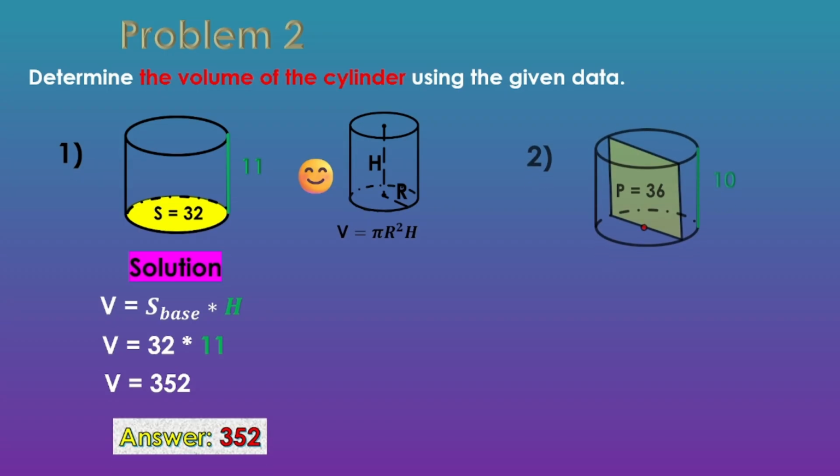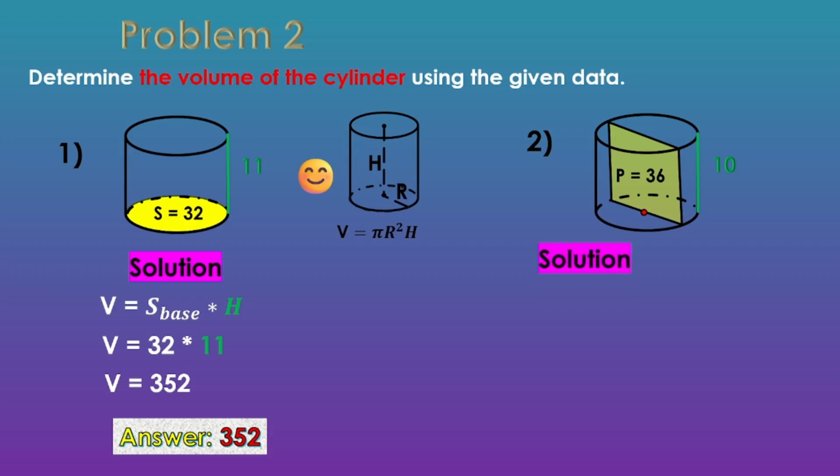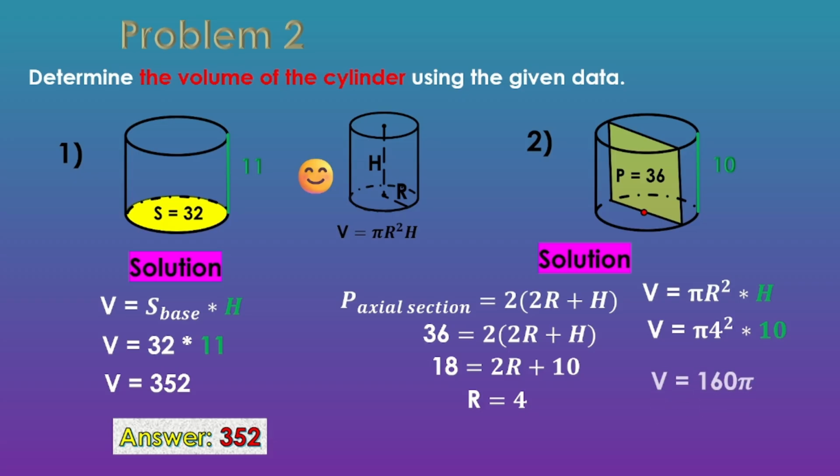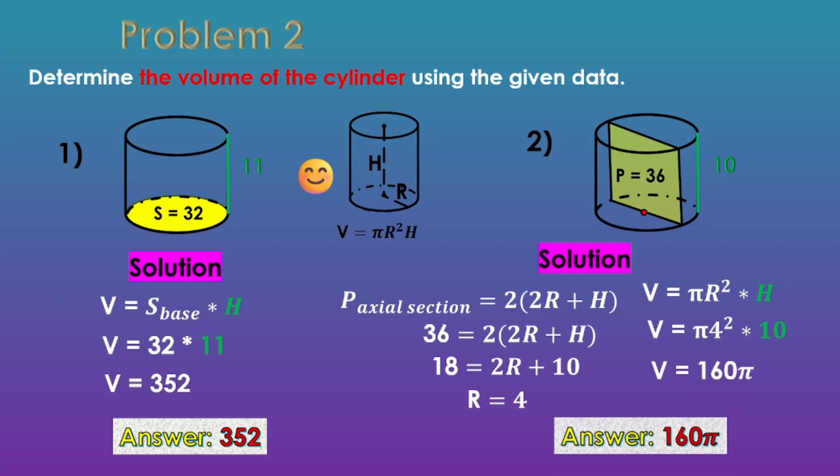Consider the second figure. We are given the perimeter of the axial section, which is 36, so we will write the formula for finding the perimeter of this axial section. It is 2 times (2r plus h), hence instead of the perimeter of the section, we will substitute the number 36. Then we will find, substituting another known value, the height 10, what is the radius of the cylinder? It is 4, and then into this formula, V equals pi r squared times h, we must substitute the found values, and from here we get that the volume of the cylinder is 160 pi.